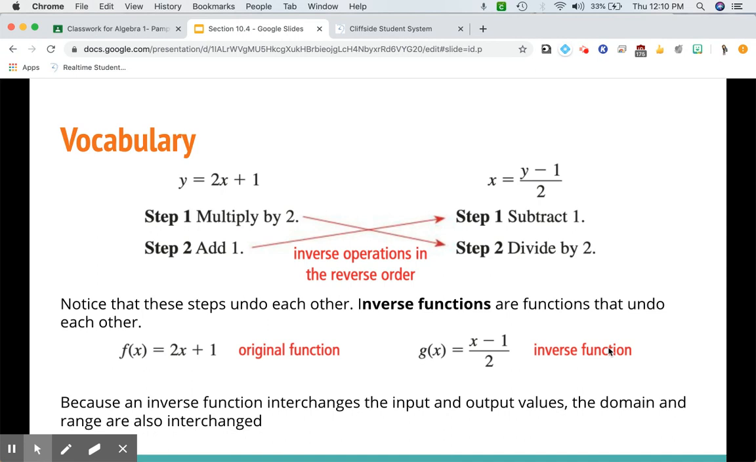And because inverse functions interchange the input and output values, the domain and range would then be interchanged as well. That's why when we talked about quadratic functions and radical functions, and you looked at your domain and range, you could see that they kind of depended on one another as well, just like these.